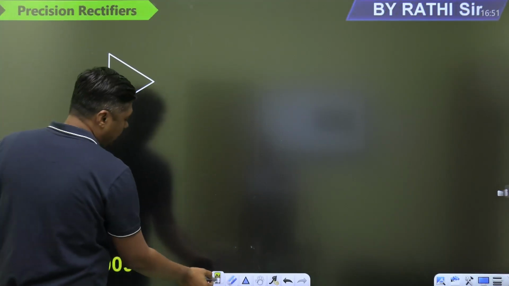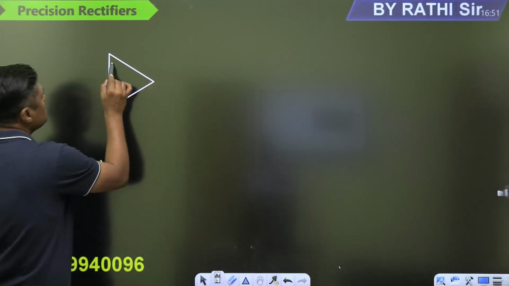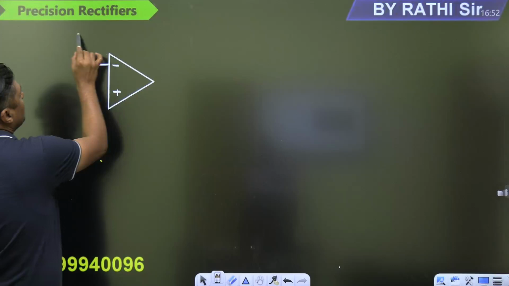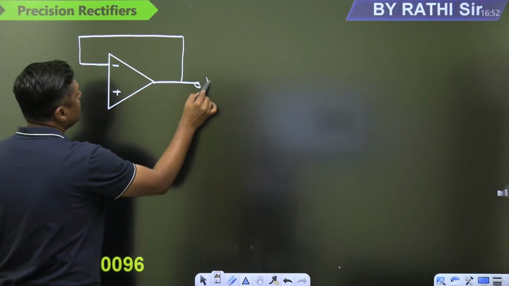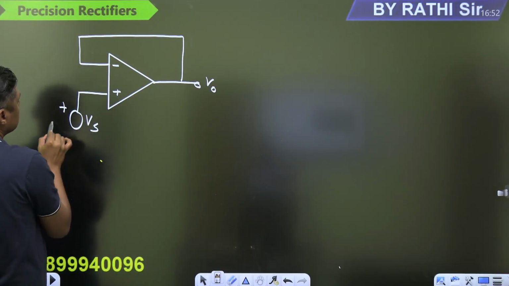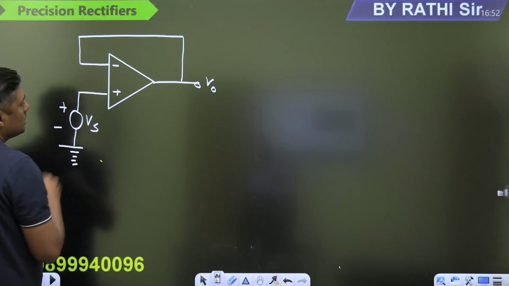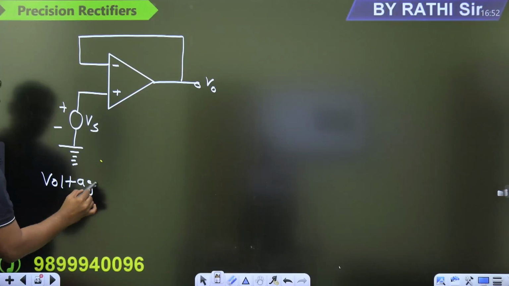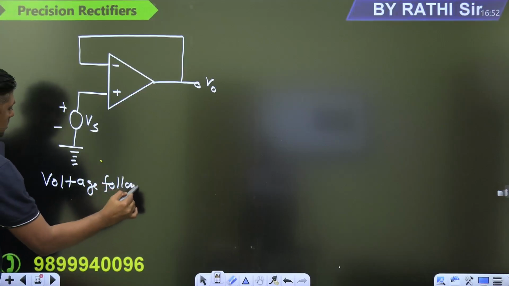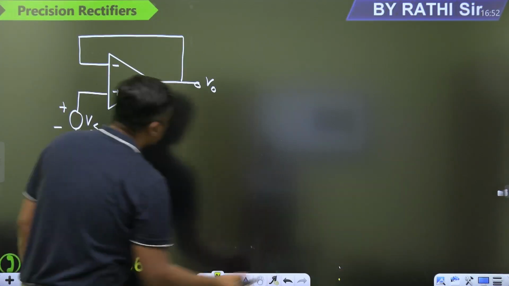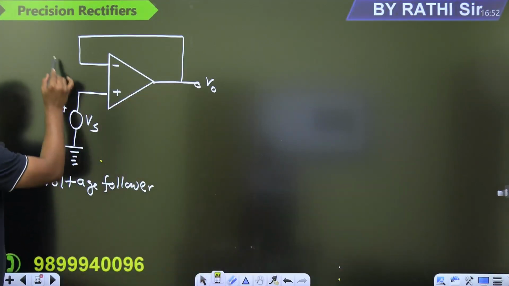This is the operational amplifier. Now, I am giving this type of input. This is the feedback and this is the Vs. It is nothing but what? Voltage follower. Why voltage follower? Because here it is the ideal OpAmp, you can apply the virtual short concept.